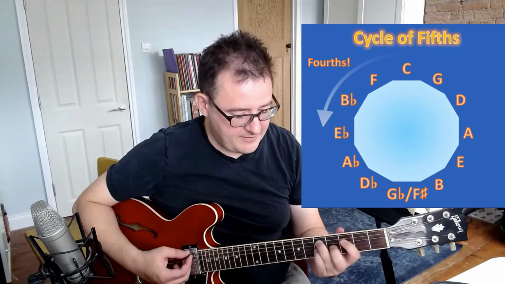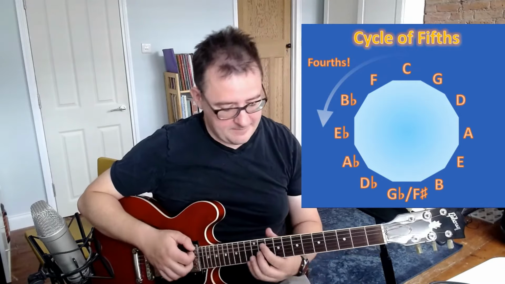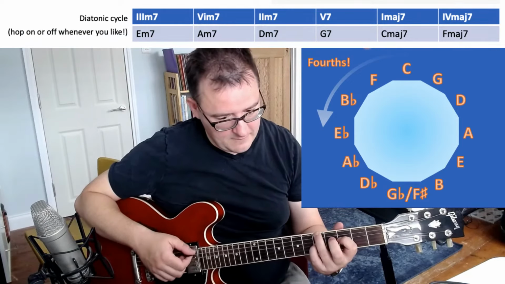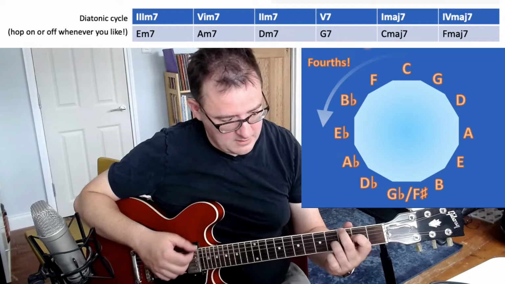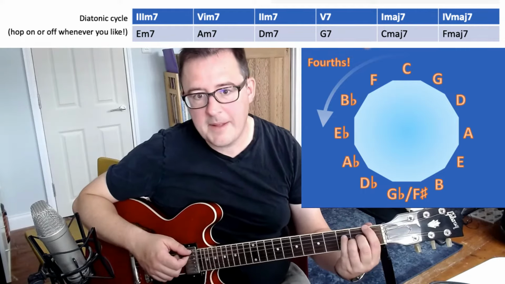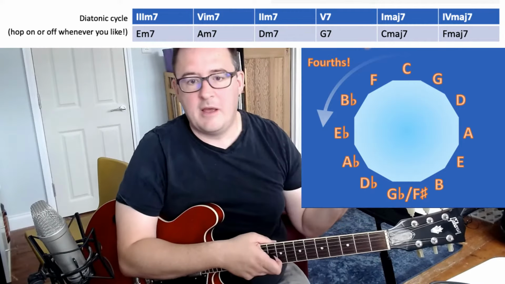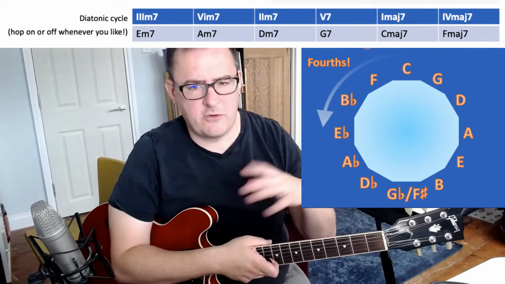But now, if we play those chords, they're all going up in fifths. Father Christmas gave Dad an electric blanket. If we go around the other way, it'll probably sound a little bit more familiar. Okay, I'm starting on the 7th there. Obviously, in terms of actual chord progressions in the real world, you can sort of hop off and on whenever you like.